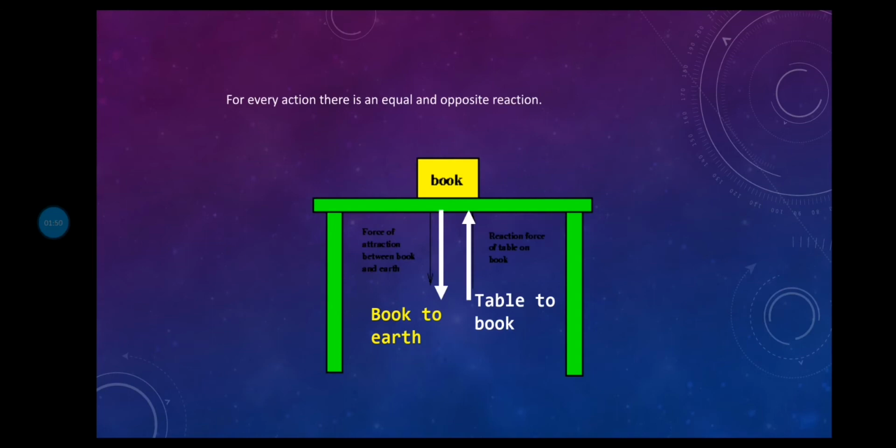As you can see in this figure, I have a book on a table. The action is the force exerted by Earth on the book, and it goes downward. The reaction is the table's reaction to the book, which goes upward. They are equal in magnitude but opposite in direction.